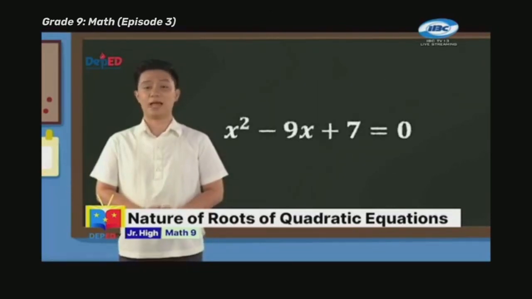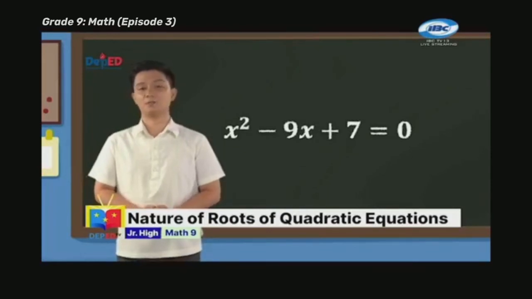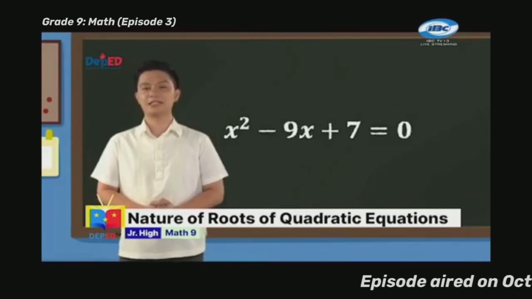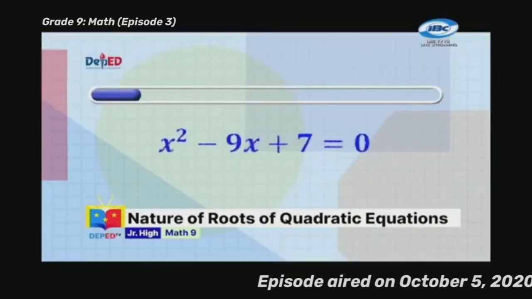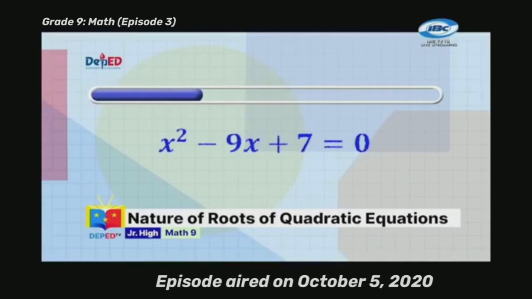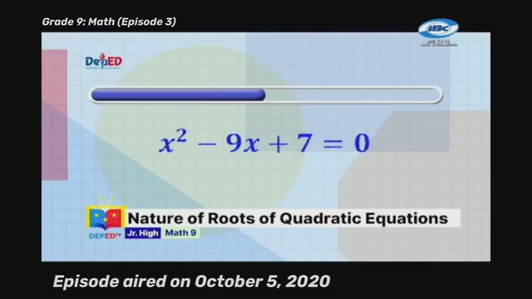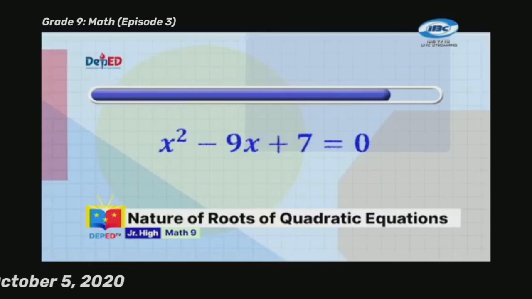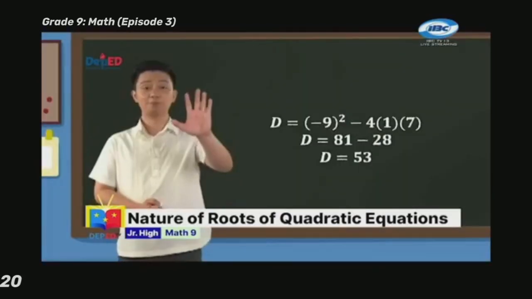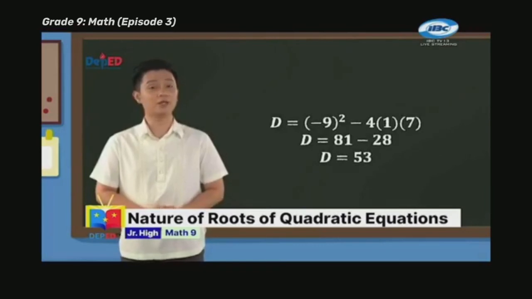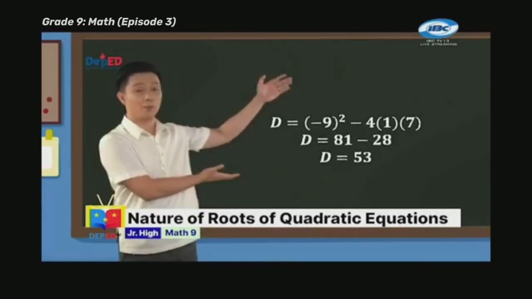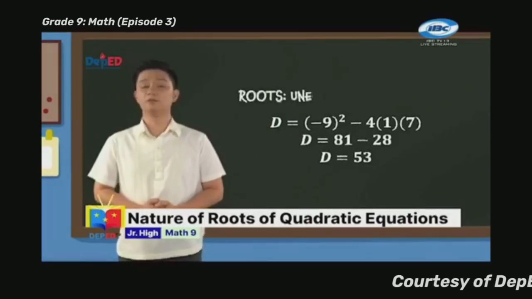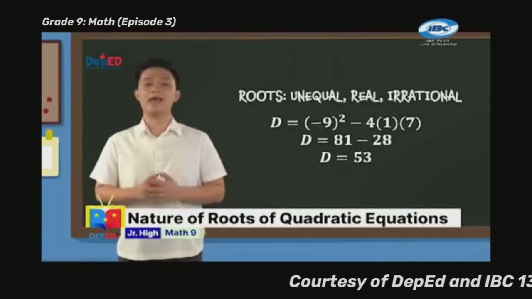Equation number 2: x squared minus 9x plus 7 equals 0. Your answer in 15 seconds. Let's do this. Time's up. The discriminant is equal to 53. See the computation. It is positive, but it is not a perfect square. So, the roots are unequal, real, and irrational.